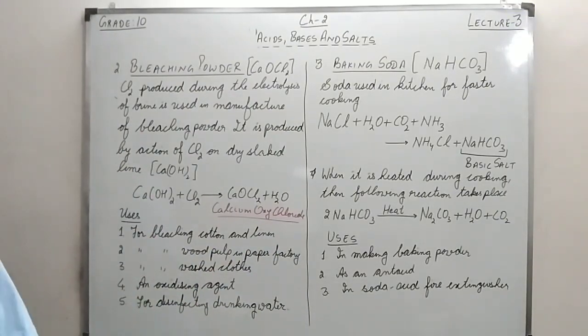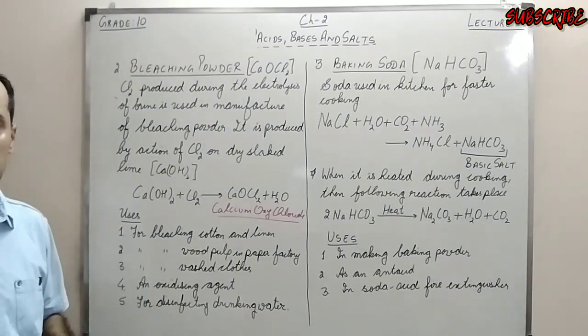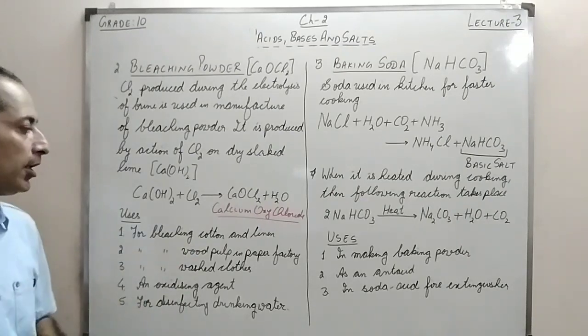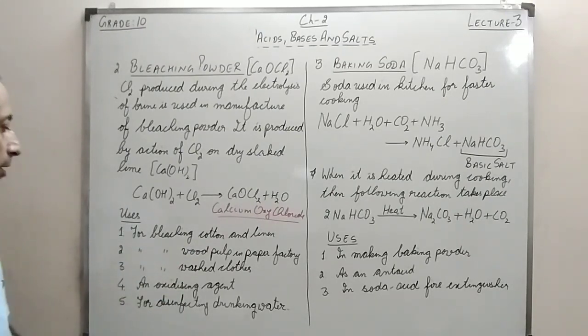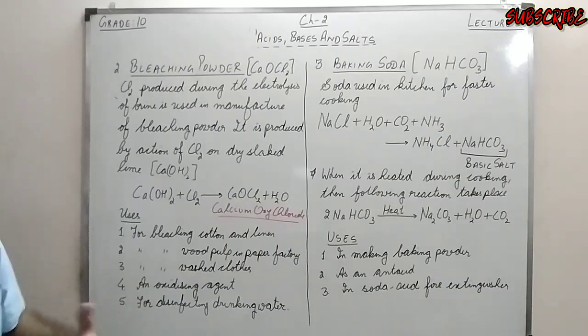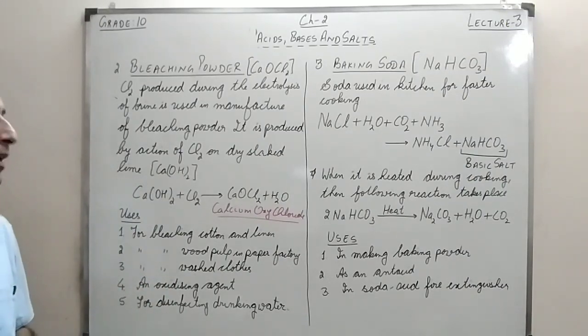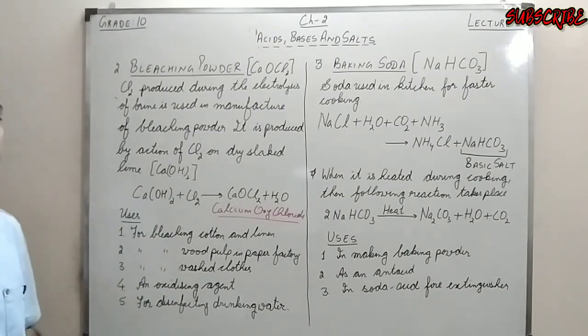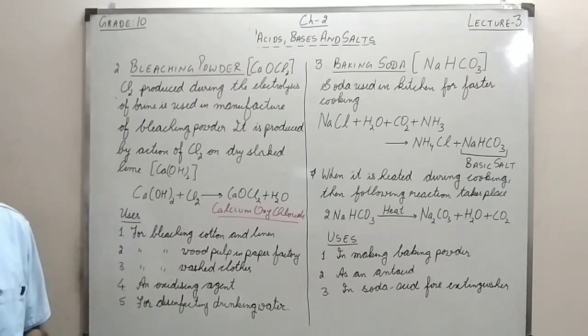Now, bleaching powder is used at many places. Let's see some of its uses. First, for bleaching cotton and linen in the textile industry, for bleaching wood pulp in the paper factory, then for bleaching washed clothes in the laundries, and as an oxidizing agent. It is used to oxidize many substances, because the oxygen is quite loosely bonded with it, so it loses oxygen very fast and oxidizes the other substance. And also for disinfecting drinking water. Like chlorine, bleaching powder is also used as a disinfectant for cleaning the drinking water.